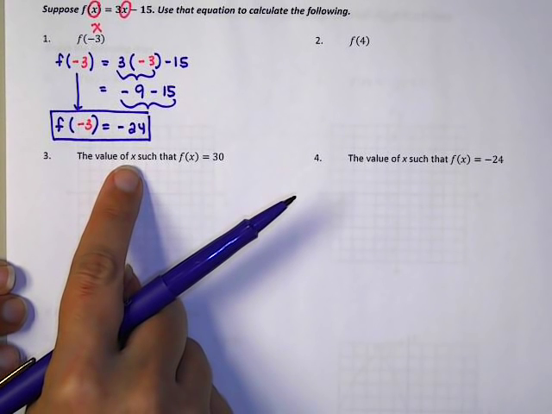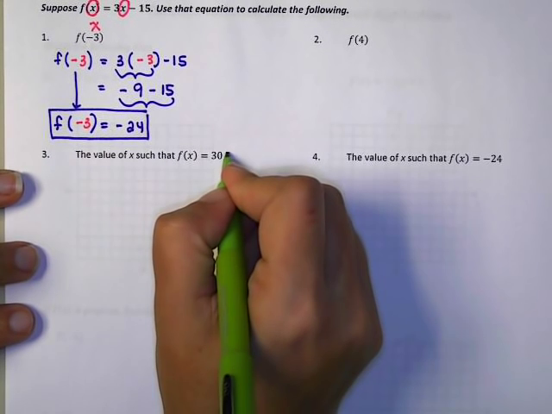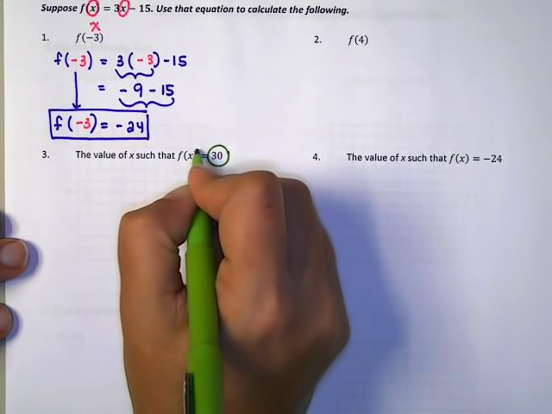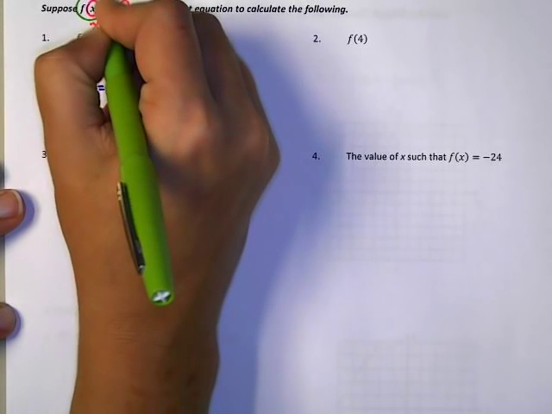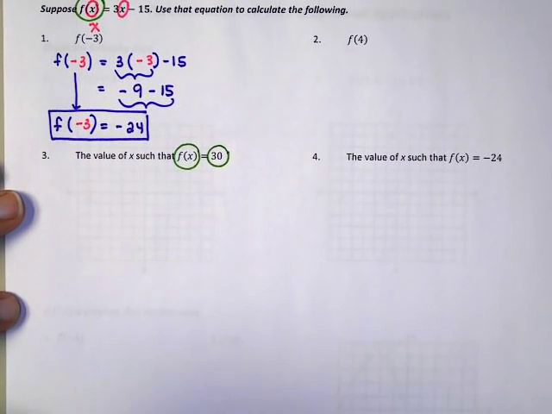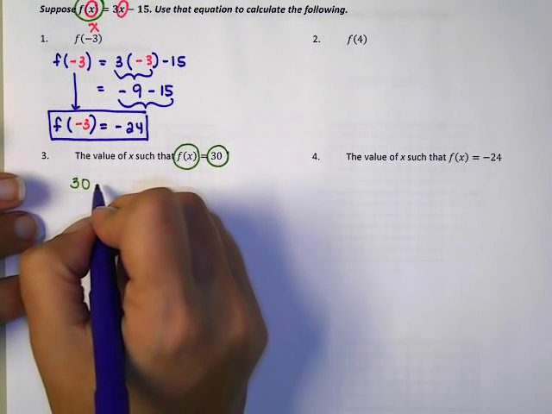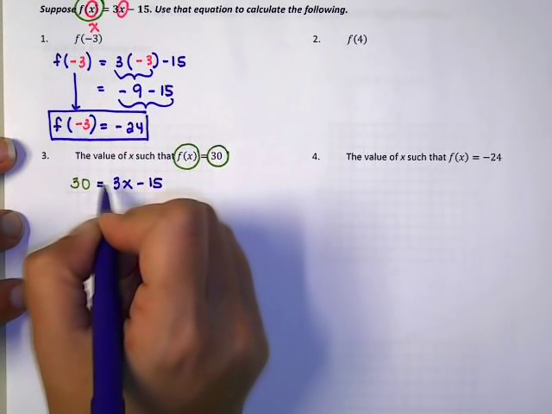I could also give you a question like number 3. Find the value of x such that f of x equals 30. You'll notice that this time the number that I've given you is not inside the parentheses anymore. It's f of x. So I'm going to go back to my equation and replace the entire f of x with a 30. So I'm going to have 30 equals 3x minus 15.